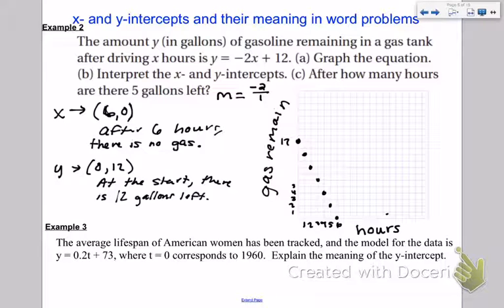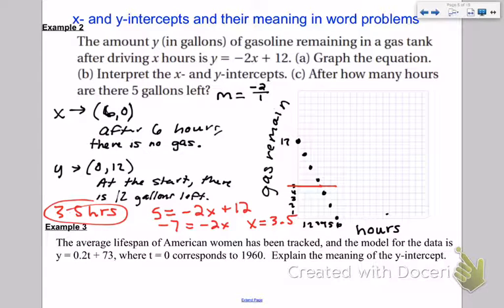All right, and then part C, after how many hours are there 5 gallons left? So let's look. Gallons, 1, 2, 3, 4, 5. That's right here. And we can't see exactly where that is. We can make a guess, but if we want to be totally sure, y is the number of gallons, so let's go ahead and plug it in. We have 5 gallons equals negative 2x plus 12. Subtract 12 from both sides. We get negative 7 equals negative 2x, therefore x is equal to 3.5. So our answer is 3.5 hours.